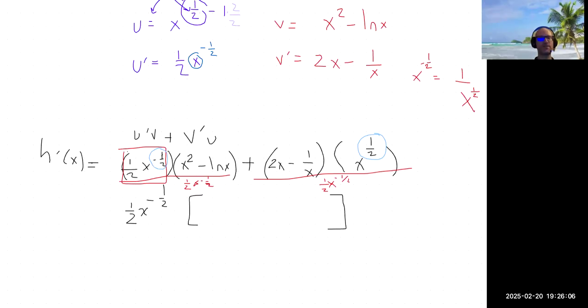Okay. So that's what I had down there for that denominator.